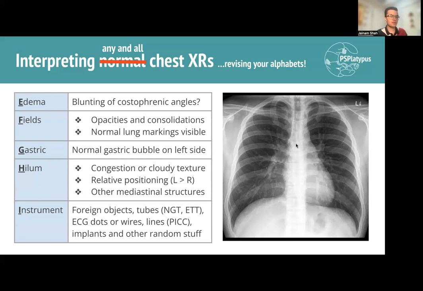You might be able to see some tubes, so nasogastric tube. You might be able to see an endotracheal tube. As the name suggests, you can kind of expect them to be seen in specific parts of the chest X-ray. You might be able to see some ECG dots placed around the patient if they haven't had time to take them off, as well as ECG wires. You might be able to see central lines, PICC lines, that kind of thing. Any implants, so for example, a pacemaker, and just other random stuff.